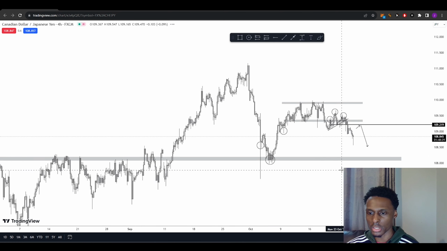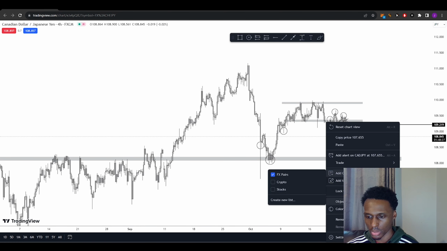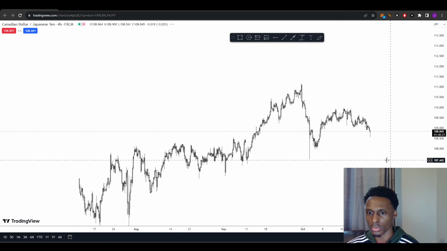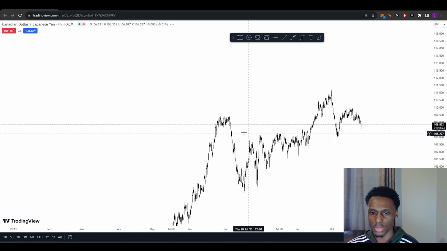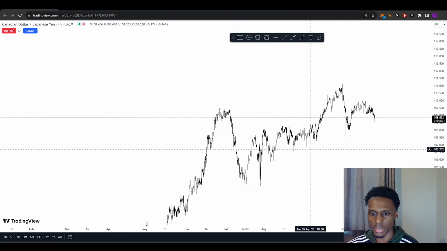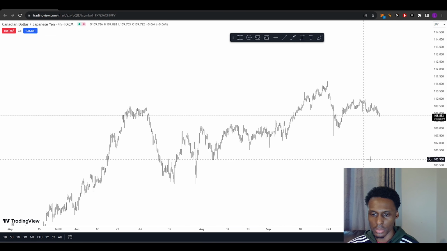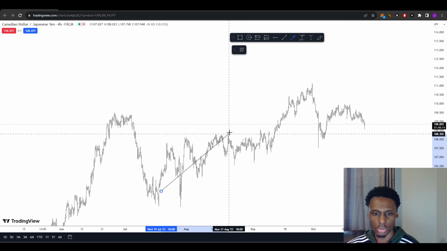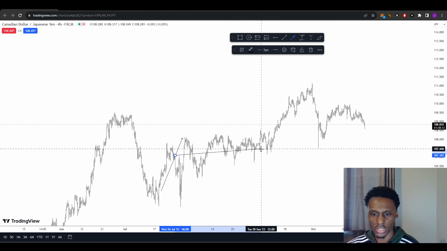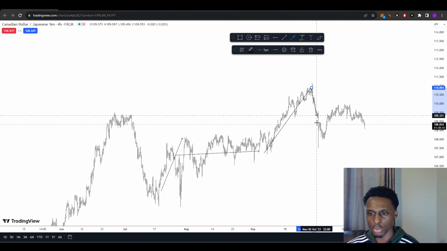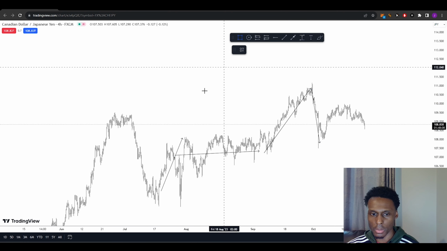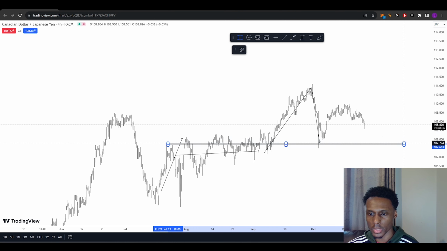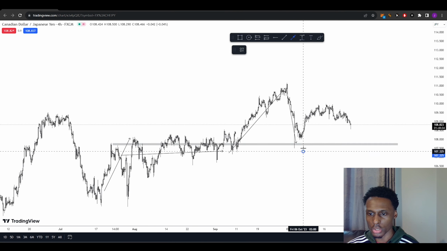But yeah, let's just start this off clean as well, just to show you. Like I did with the other example, I like zooming out just to see what price has been doing recently. So as you can see, price has been trending up, pushed up, had a bit of consolidation here, had another push up, pushed down into this support here, and then obviously we pushed up here.